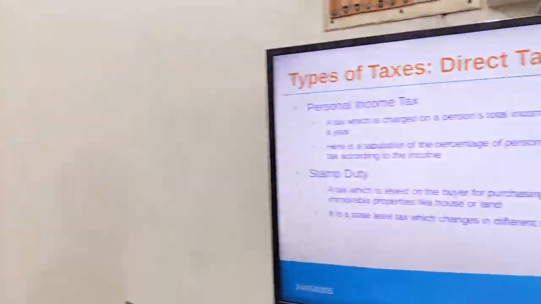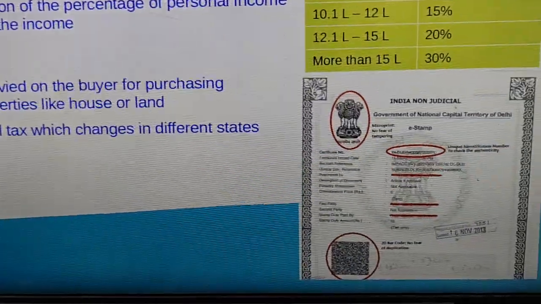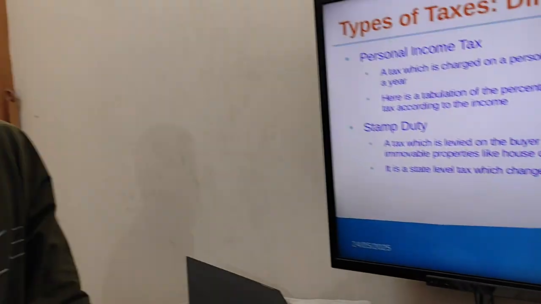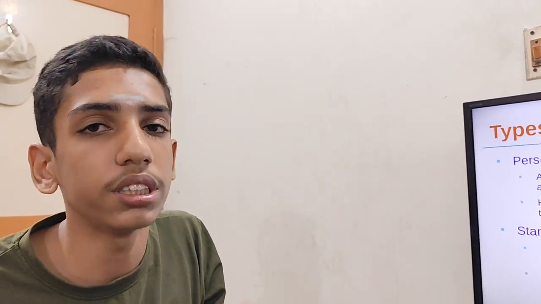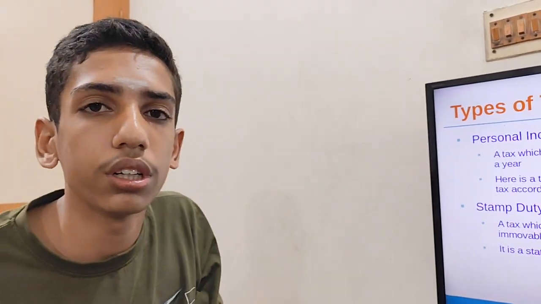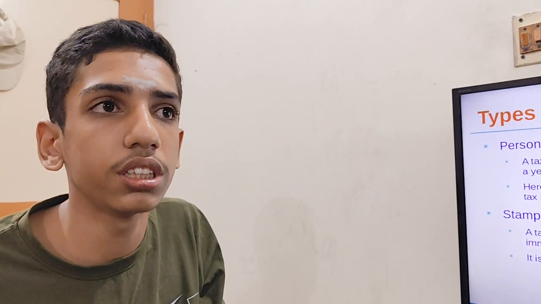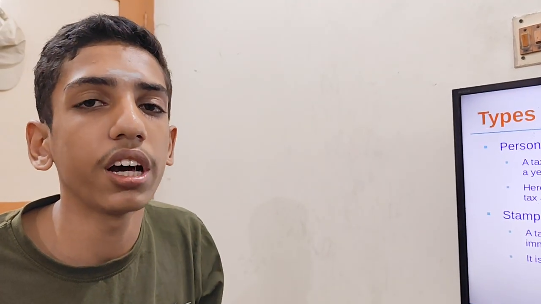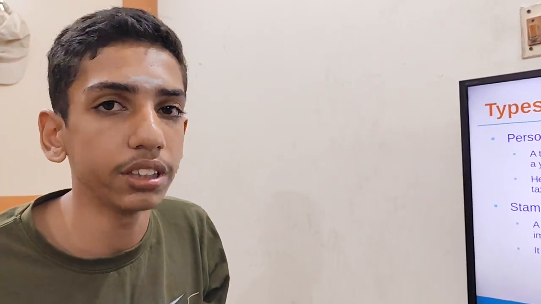And another example is stamp duty. Stamp duty is charged on legal documents. Suppose you are going to buy land somewhere in India, you should pay the stamp duty for that legal document. And it is a state level tax because the population varies in different states. For example, in Maharashtra the population is very high, so the stamp duty will be high and it will differ.